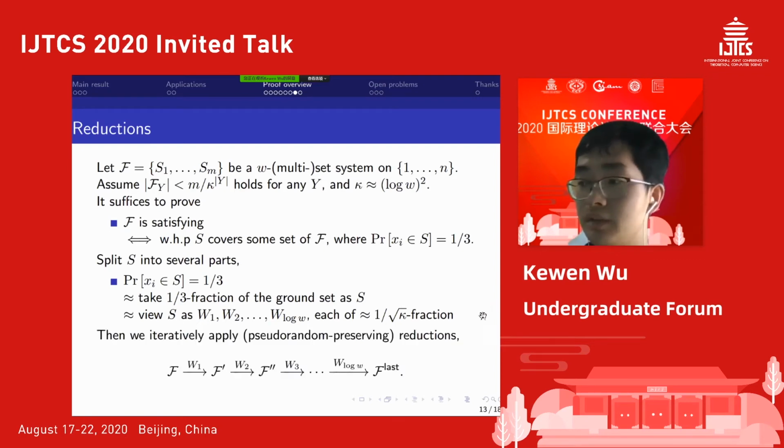Then we will iteratively apply the previous one-step reduction, and that is pseudorandom preserving. That is, from set system F, we first apply W1, and we will get a smaller set system F prime. Then we apply another random restriction W2, and we will get F2 prime. Then we apply W3, W4 up to W log W, and we will obtain F last.